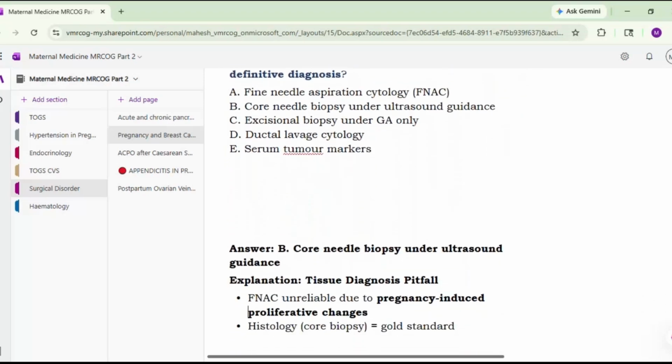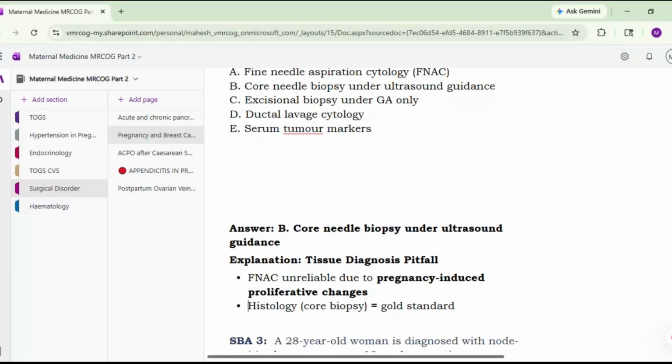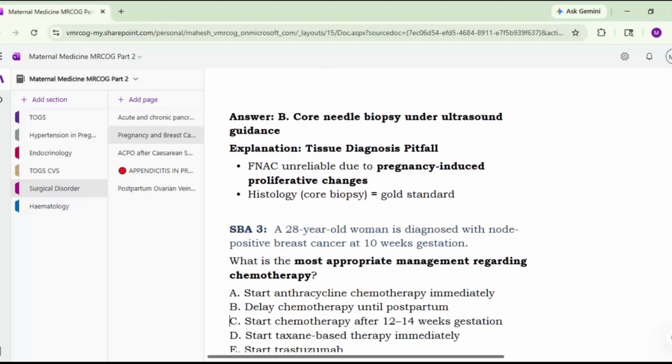Next. The explanation is that for tissue diagnosis, FNAC is unreliable due to pregnancy-induced proliferative changes. However, histology such as core biopsy is the gold standard.